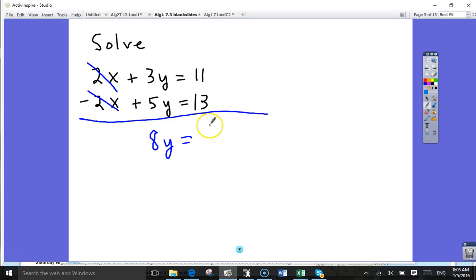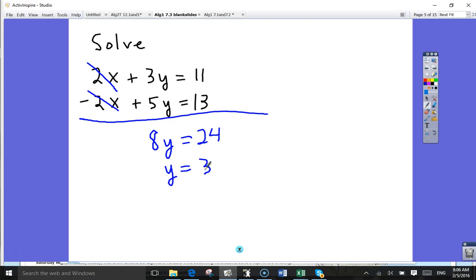(11 plus 13). Right. So you add them up to eliminate a variable, and then you solve what's left. In this case, y equals 3. Right. So that's just one of the coordinates.